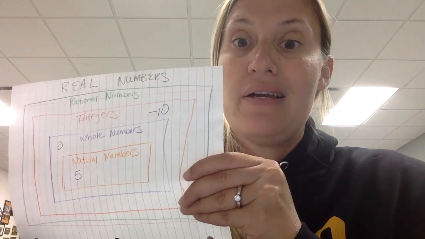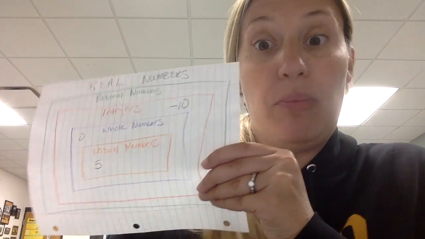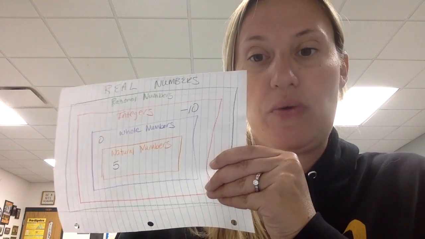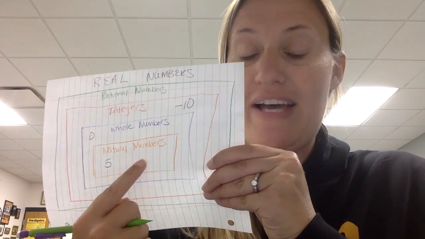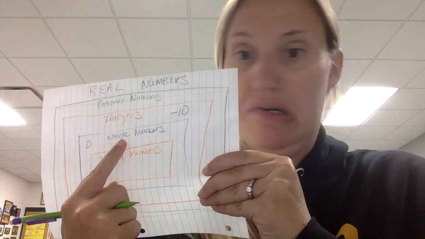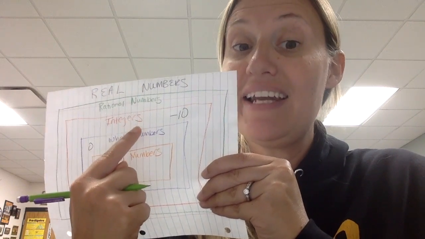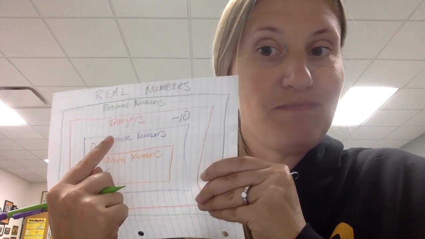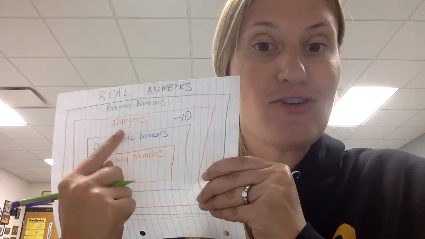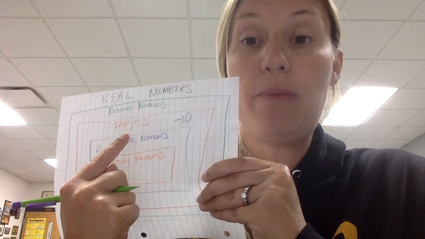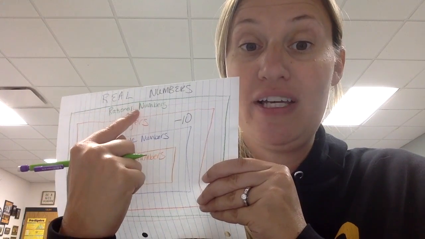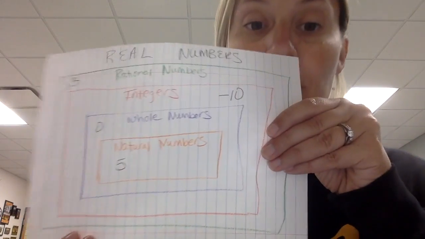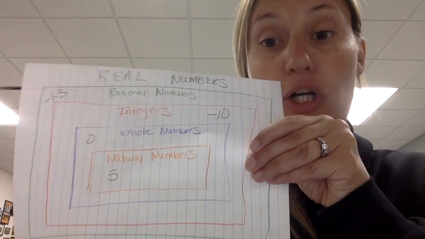Okay? Now, how about the number -1.3? Where does -1.3 go? Well, natural numbers don't allow you to have negatives. Whole numbers don't allow you to have negatives. I can have negatives with integers, but I cannot have decimals. So just because it's negative, it does not go with integers. -1.3, because it's a decimal, doesn't fit until it's a rational number. So -1.3 would be in the rational number box.